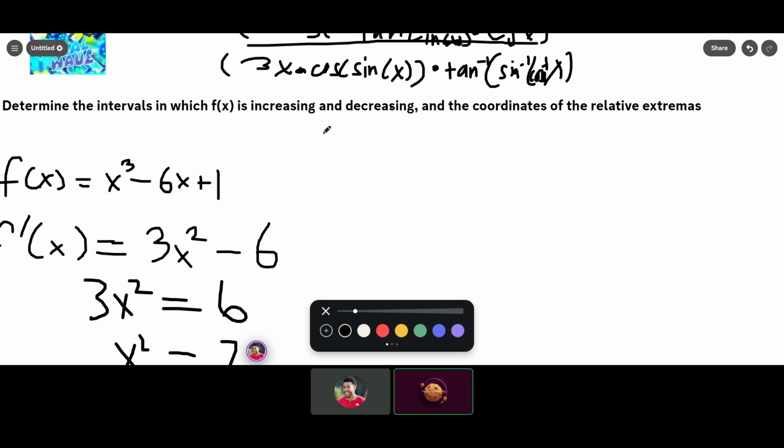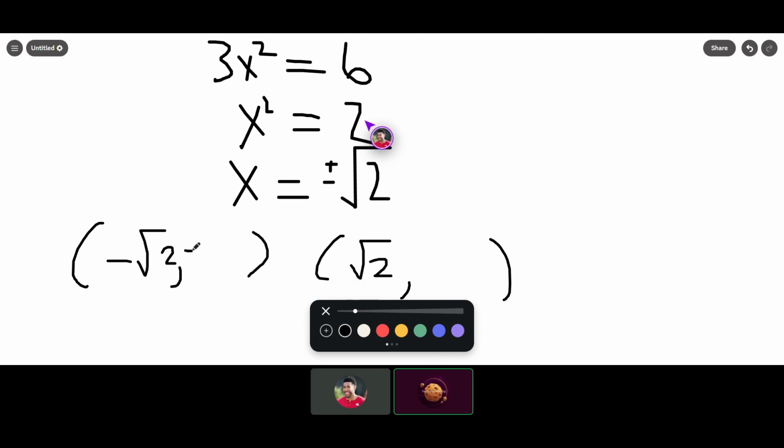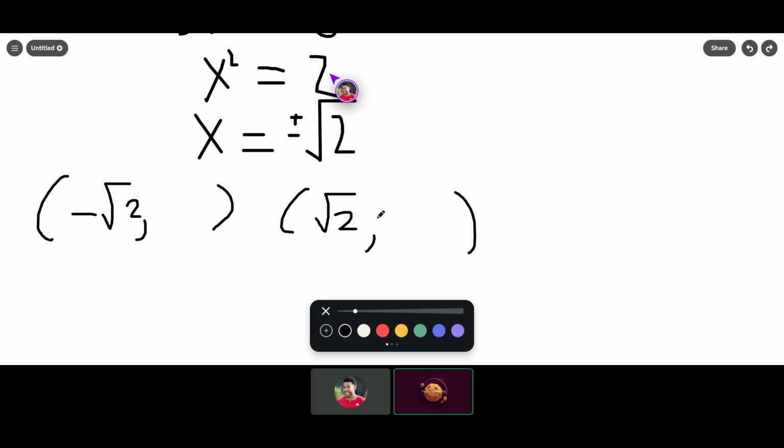So what's root 2 cubed? Root 2 cubed would be 2 times root 2. So f of root 2 is equal to 2 root 2, and then we have a minus 6 root 2 plus 1, and this is equal to negative 4 root 2 plus 1. So that's going to be our y coordinate for that one. Negative 4 root 2 plus 1. Oh, no, not that one, I mean the other one. The positive root 2 would be negative 4 root 2 plus 1.